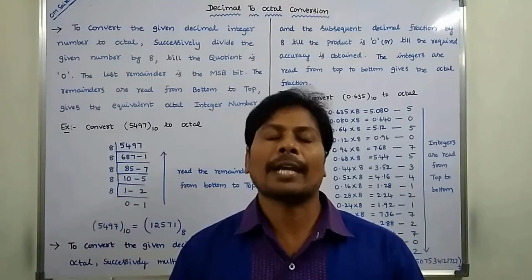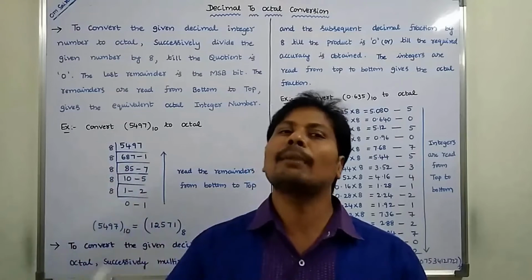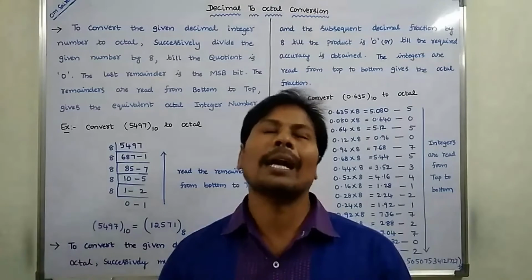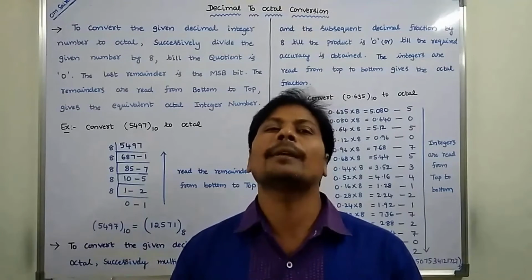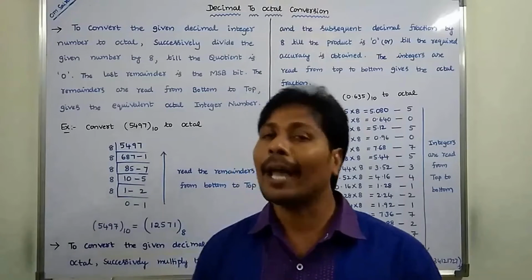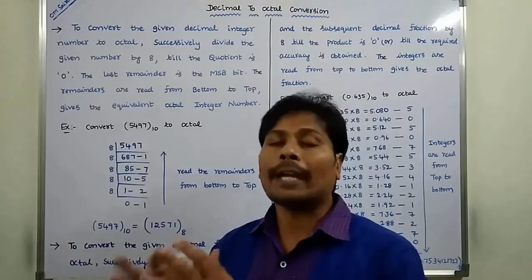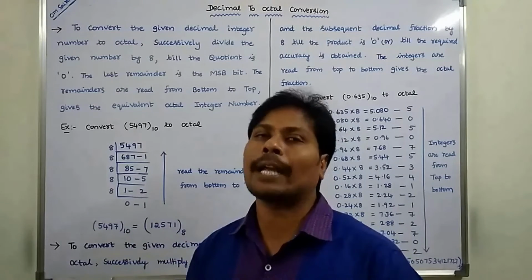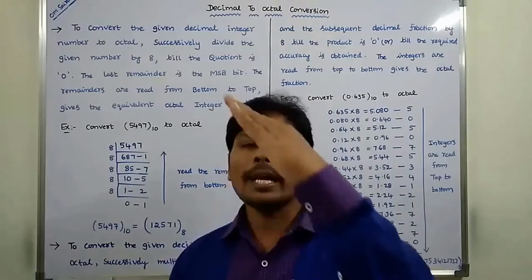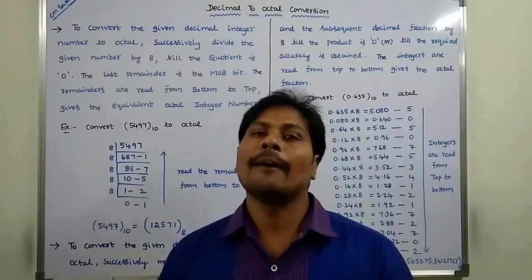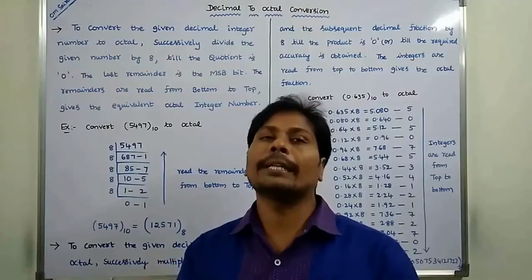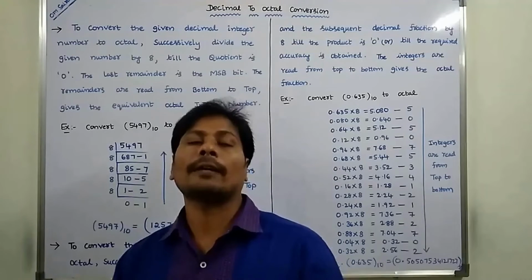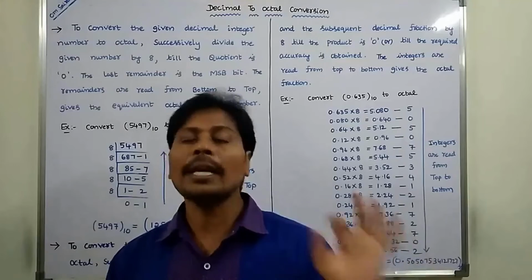The remaining fractional part is again multiplied by 8. Then we separate the integer part and the fraction part. Now again the fraction part is multiplied by 8, until the fraction part becomes 0. Once the fraction part value is 0, we have to read the integers from top to bottom. It gives the equivalent octal fraction number for the given decimal fraction number.